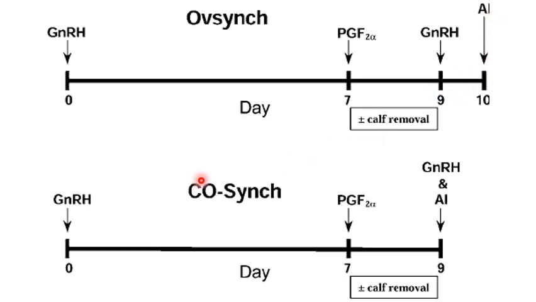For the CoSynch, the only difference is that upon the administration of the GnRH, we actually do the artificial insemination immediately.